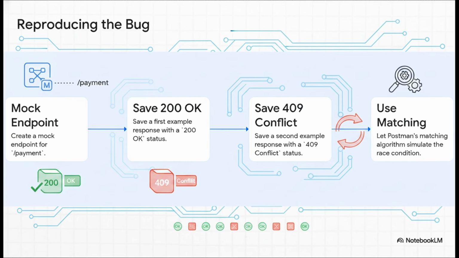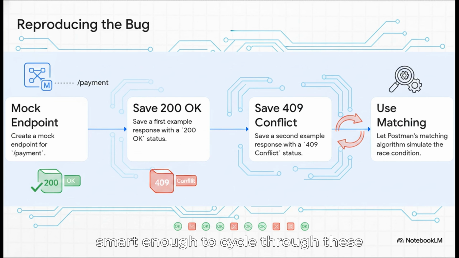But with a mock server? Oh, this is easy. First, you create a mock endpoint for /payment. Then, and this is the key, you save 2 different examples for that same endpoint. The first one returns a 200 OK. The second one returns a 409 conflict. Postman's matching algorithm is smart enough to cycle through these examples, perfectly simulating that race condition every single time you run the test.